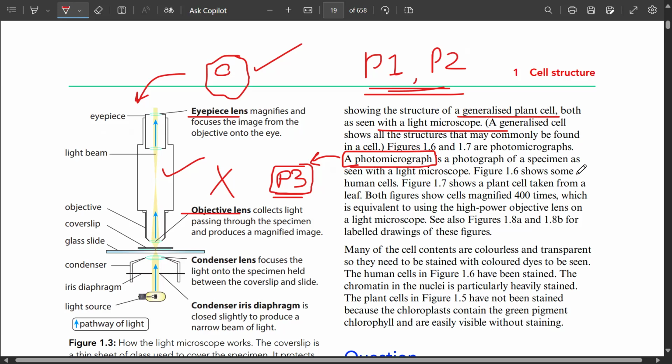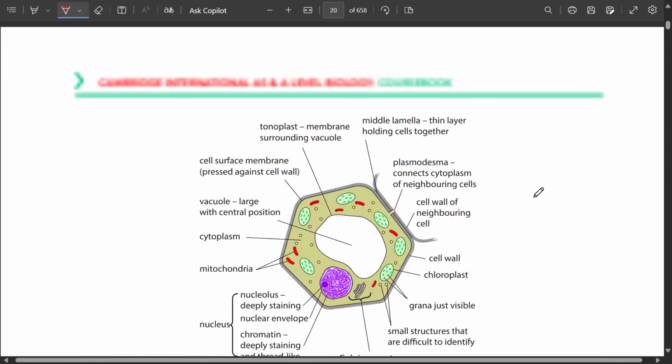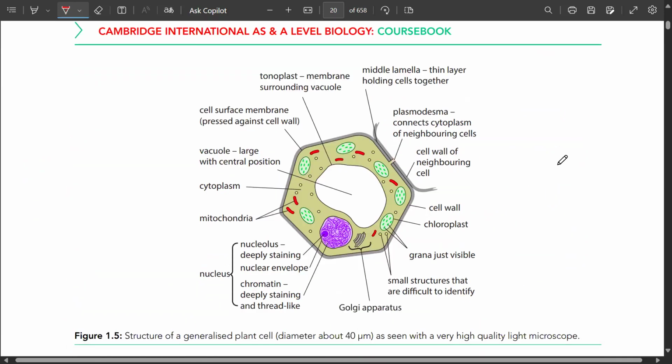Figure 1.6 shows some human cells as well, and a plant cell that was taken from a leaf. And they also show how they were magnified 400 times. Now, what are the new structures that weren't there in the animal cells above? Can you tell me? What are the extra structures that you see over here? Plasmodesmata, chloroplast, granule, the large vacuole, cell wall, middle lamella. Good. And this is a very, very important diagram.